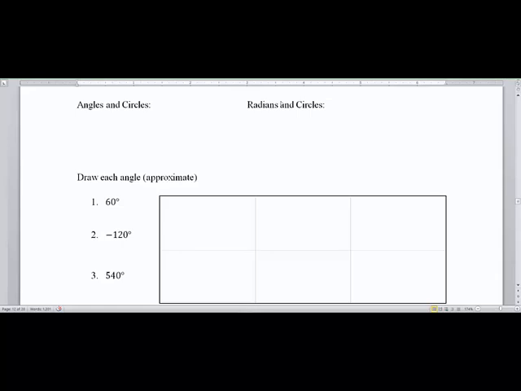Welcome! In this video, we are going to be looking at degrees and radians in a circle. We will also be converting degrees to radians and radians to degrees.